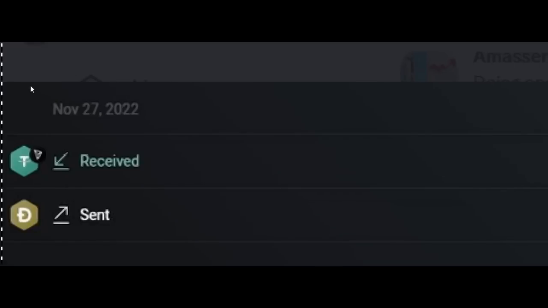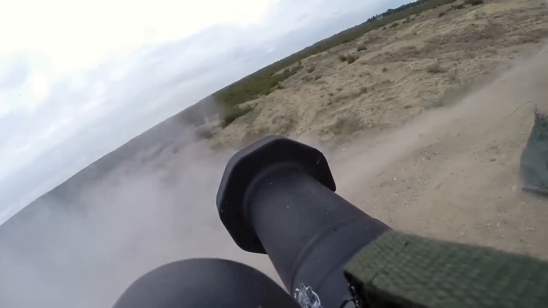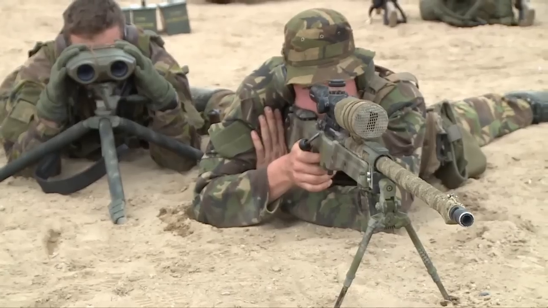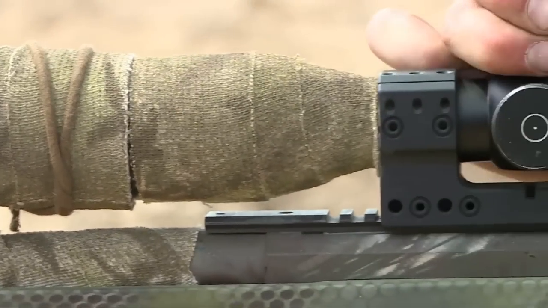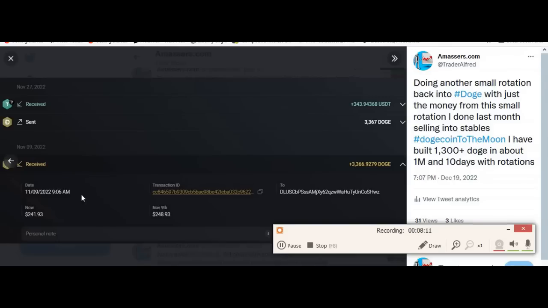I don't know if you guys can see it, so let me blow it up. That's November the 9th, and that's November the 27th. It took me a while, but remember what I said in the other video, that military saying I got from Jeff Bezos: slow is smooth and smooth is fast. I want to reference this as much as I can, because in many cases it's probably going to help your trading. Slow is smooth and smooth is fast.